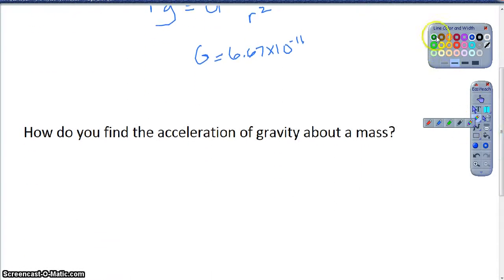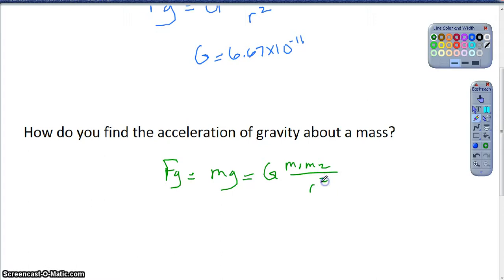How do you find the acceleration about an object, or about the Earth or something like that? So if I asked you, instead of finding the force of gravity, just find the acceleration of gravity. Well, the key there is it's like starting with force. We know force is mass times the acceleration, so if we set that equal to the universal force of gravity that we just saw, we can see that this would be mass times gravity equals the universal constant times m1 times m2 all over r squared. And obviously if we look at this equation, one of the masses is going to cancel out. So g is equal to my universal constant times mass 2 divided by r squared.